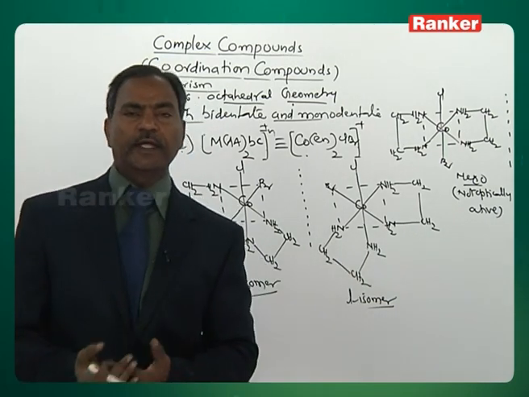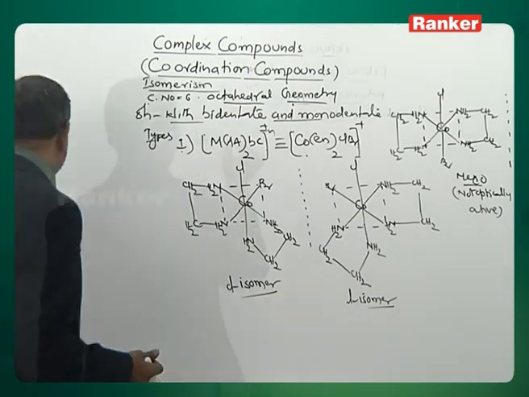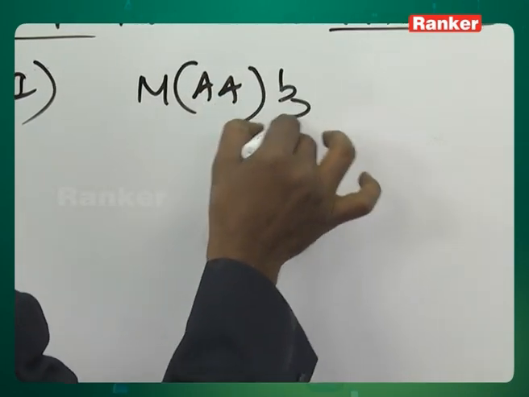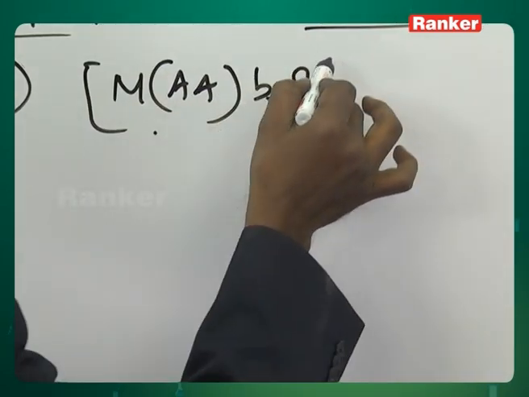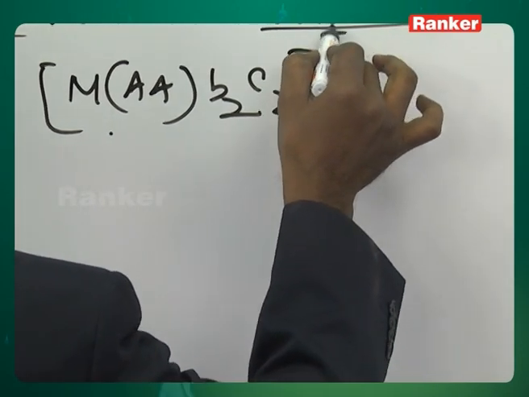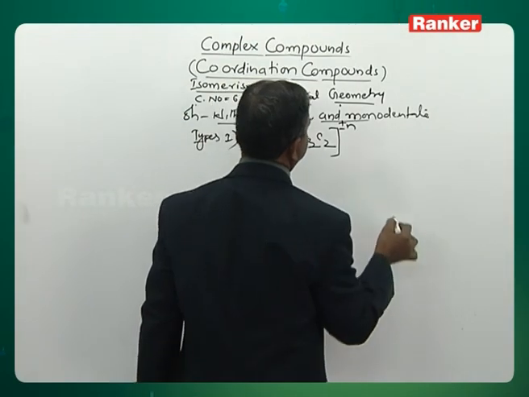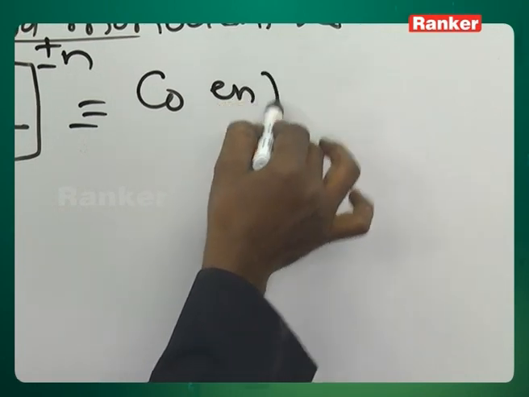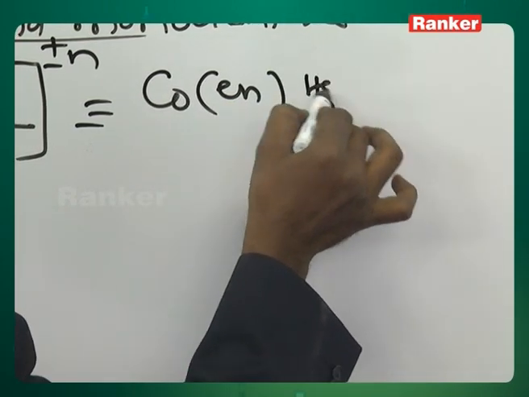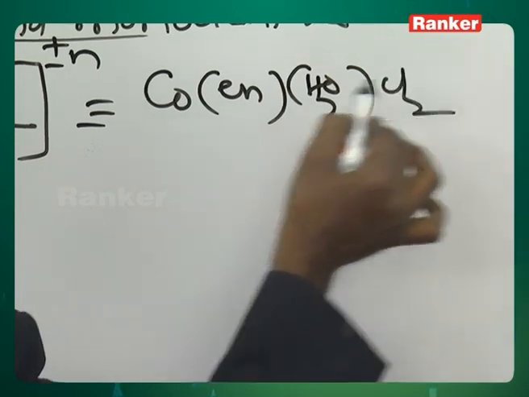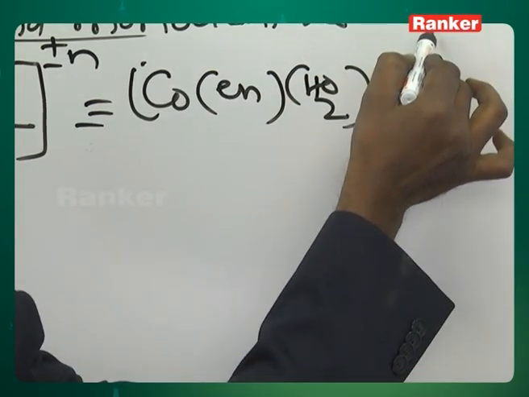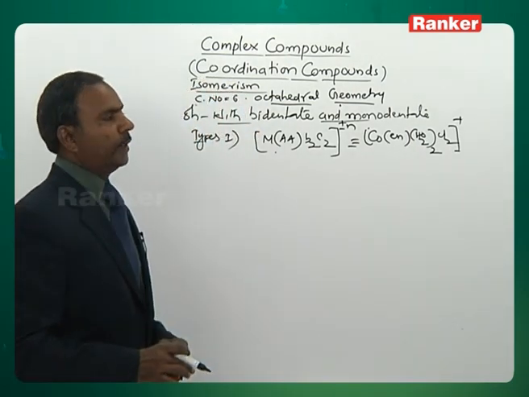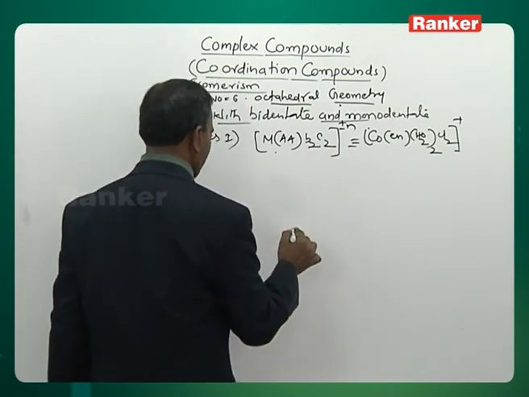Next, let us take M(AA)B2C2, plus or minus. Let me write Co(en), take en, with H2O twice and Cl2. This is B2C2 type. Let us write one cis complex for this.